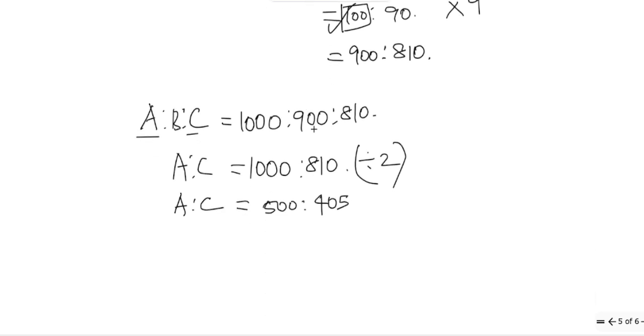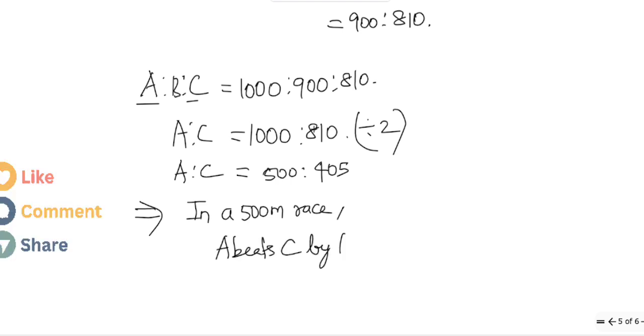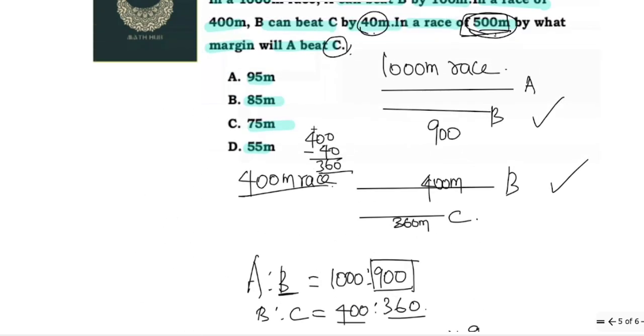So C is covering actually 405 and they are asking you A beats C by how many meters? So we need to find the difference between them. In a 500 meter race, A beats C by 500 minus 405 meter, that is equal to 95 meter. So A is our right option.